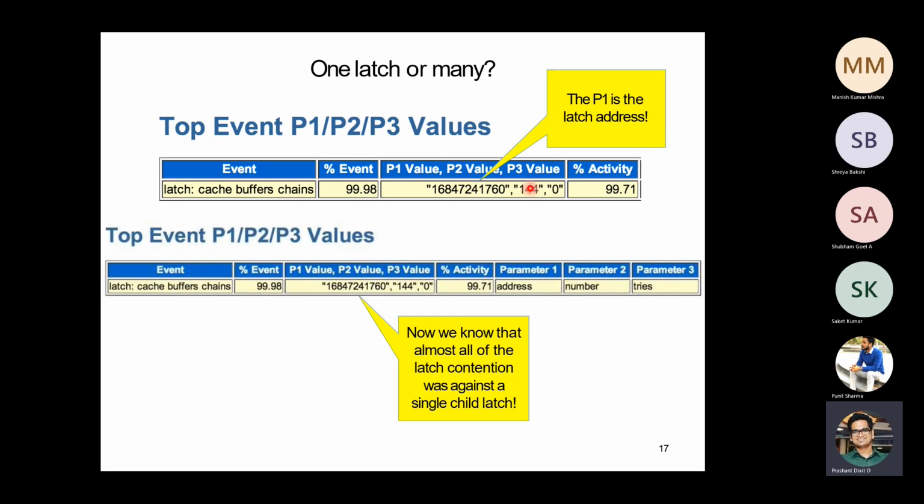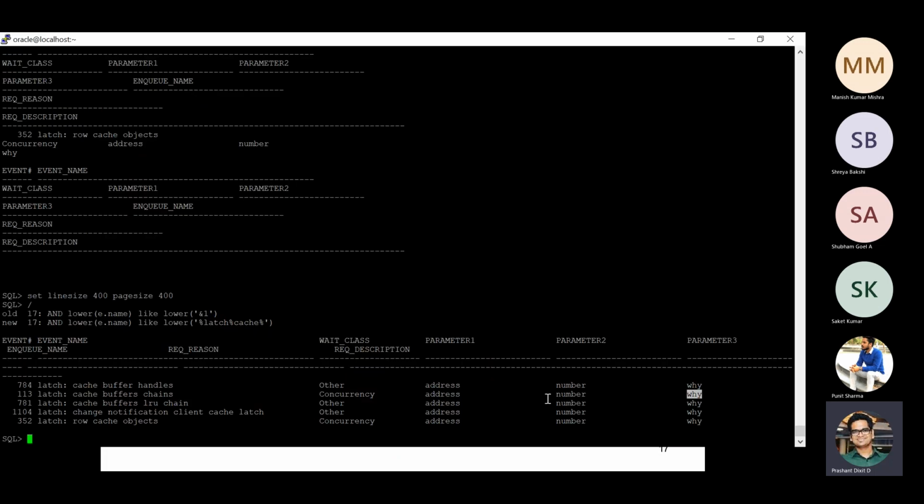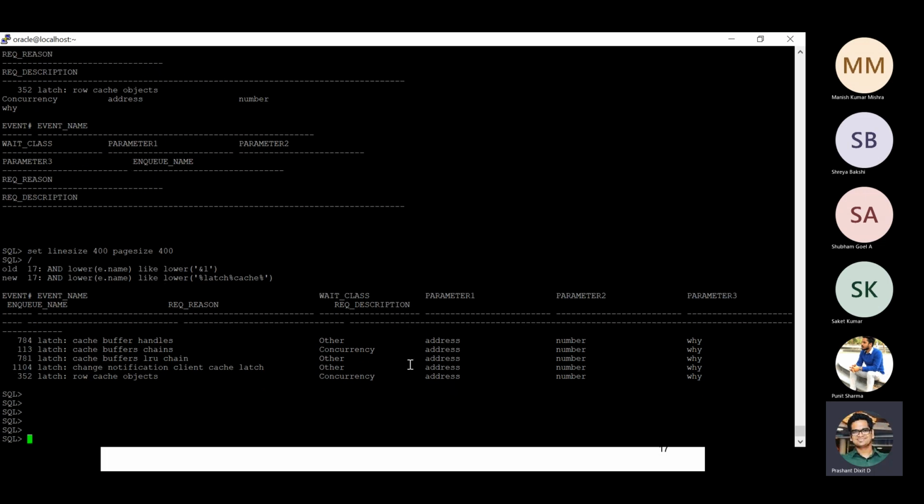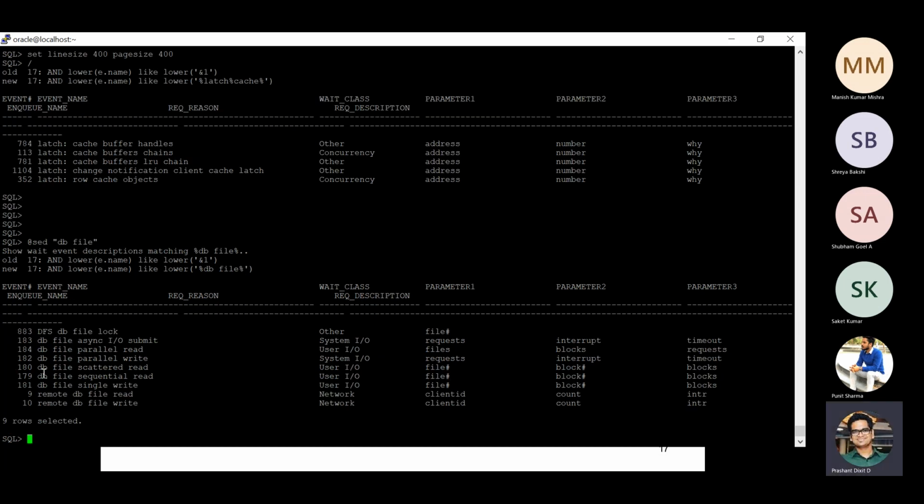Sorry, P1 is the latch address and P2 is the number. For example, we have other events too. Let's try for DB file. Talking about DB file scattered read, for example, what do the P1, P2, P3 parameters signify?